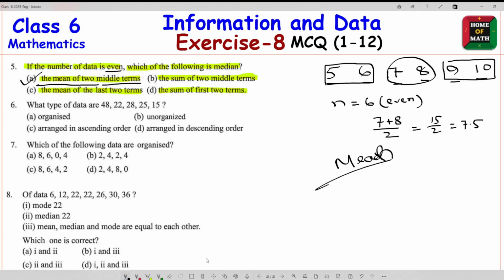Okay, I hope you clear this one. The sum of 2 middle terms, it's not, because sum of middle term means what? 7 plus 8, but we are dividing by 2. It means it's an average.